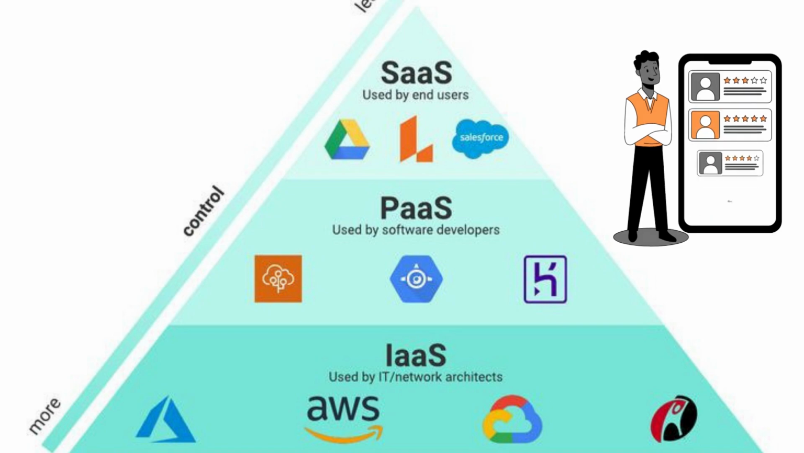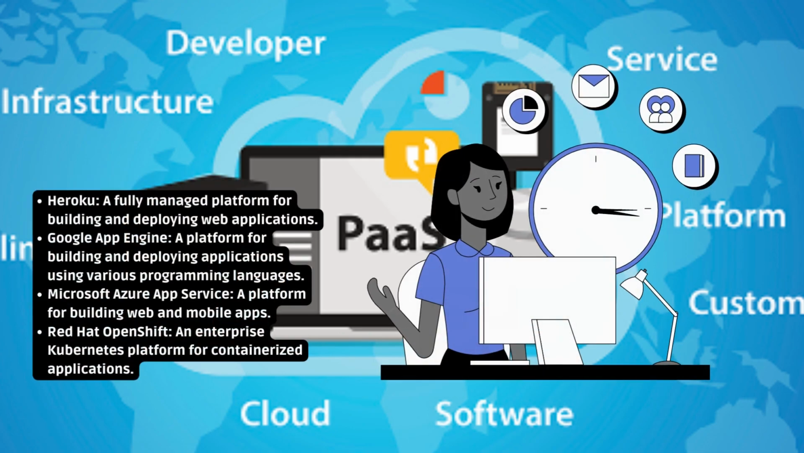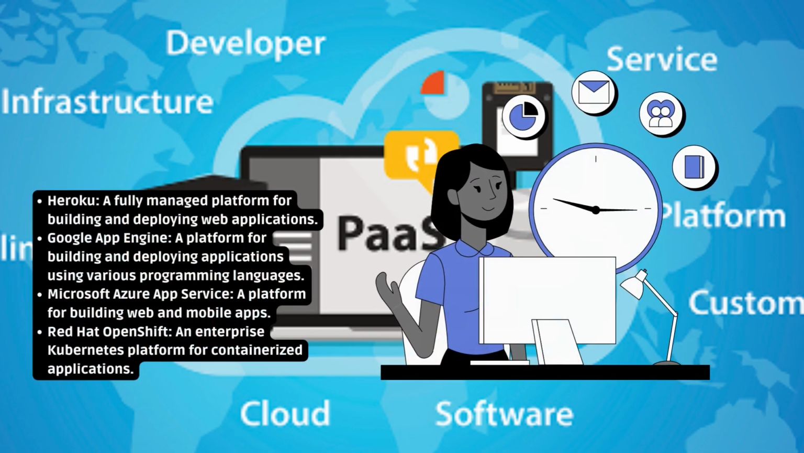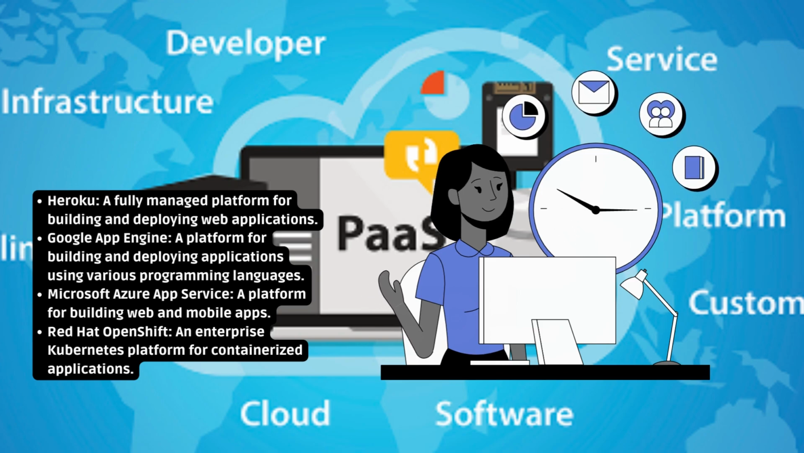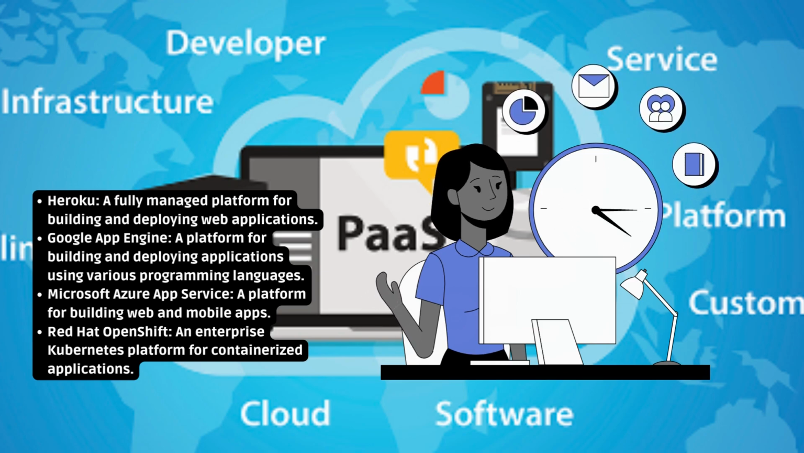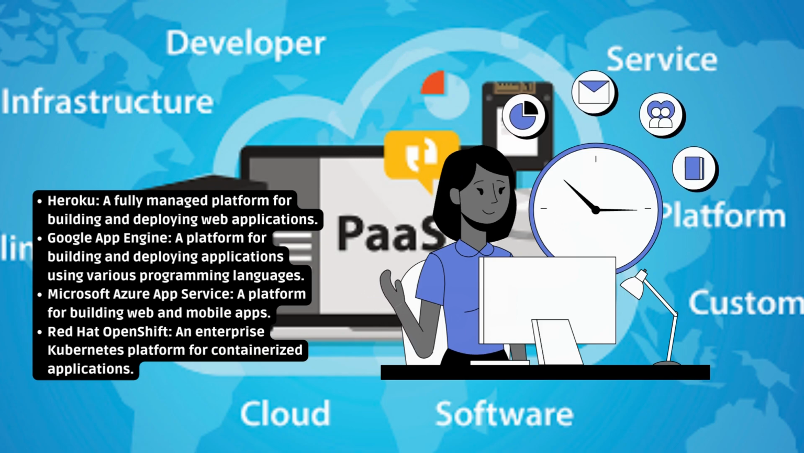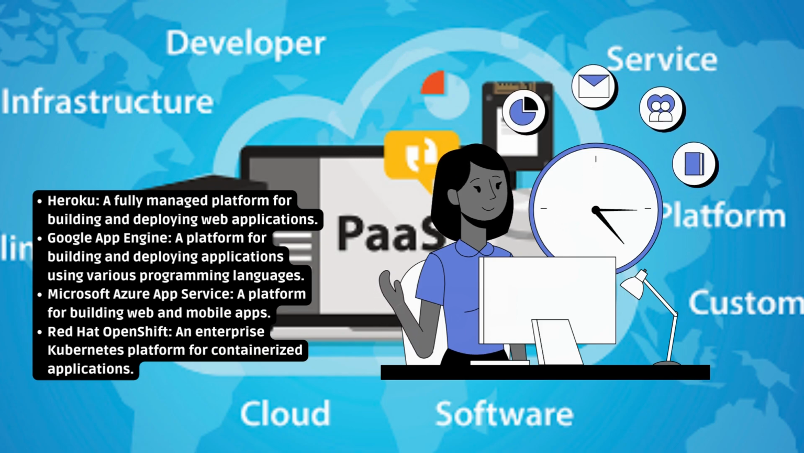Google App Engine, a platform for building and deploying applications using various programming languages. Microsoft Azure App Service, a platform for building web and mobile apps. Red Hat OpenShift, an enterprise Kubernetes platform for containerized applications.